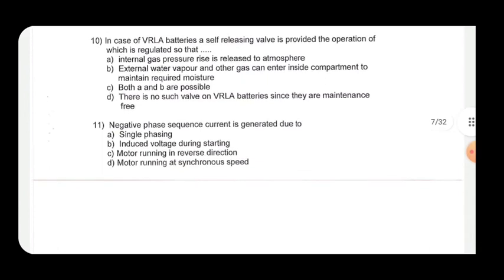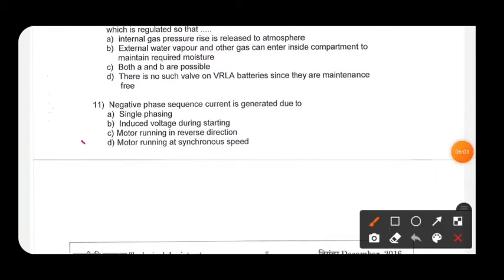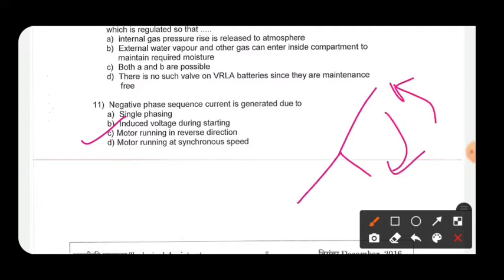Next is, negative phase sequence current is generated due to the motor running in the reverse direction. All of you know it. The phase sequence will not go in this direction, it will go in the reverse.